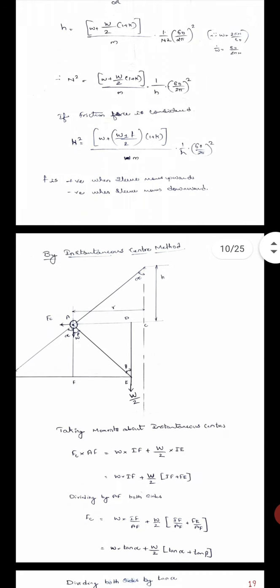So this is by the resolution of forces. Now by the instantaneous center method. So, instantaneous center method, same figure, extend it till the instantaneous center, taking the moments about the instantaneous center.